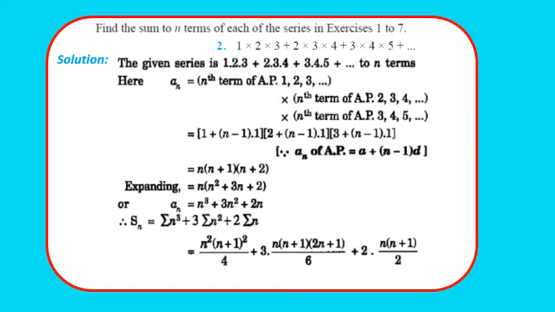On simplifying, we get an equals n cube plus 3n square plus 2n. So the sum will be equal to sigma n cube plus 3 into sigma n square plus 2 into sigma n, and we have the formula for sigma n cube, which is equal to n square into n plus 1 whole square upon 4, plus 3 into sigma n square, which equals n into n plus 1 into 2n plus 1 upon 6, plus 2 into n into n plus 1 upon 2.